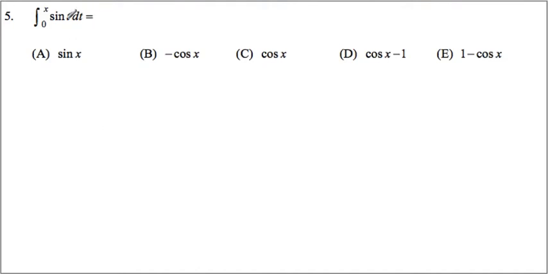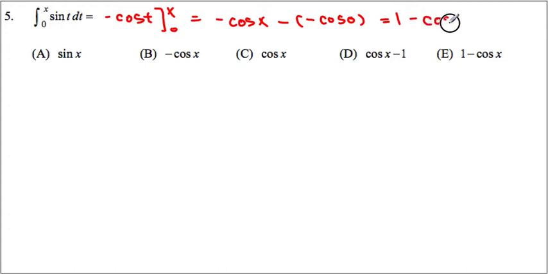How about this one? What is the antiderivative of sine? It will be negative cosine t from 0 through x. One of the common mistakes is plugging in x and then forgetting to plug in 0. But you always have to make sure you plug in 0 also. Then we end up getting negative cosine of x minus, when you plug in 0, negative cosine of 0. What is the cosine of 0? That's equal to 1. So this becomes 1 with a double negative. Our answer becomes 1 minus cosine of x, which is choice E.